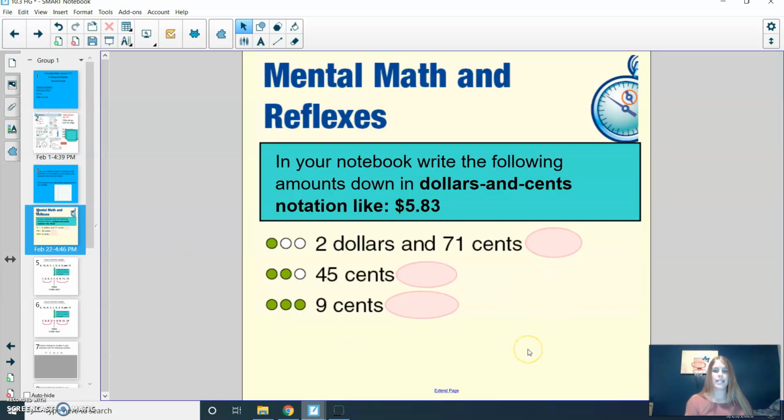In your notebook, write down the following amounts in dollars and cents notation, like $5.83, $2.71 should look like this, 45 cents should look like this. Again, make sure you have your dollar symbol, your 0, your decimal point, and your 4-5. 9 cents would look like this.